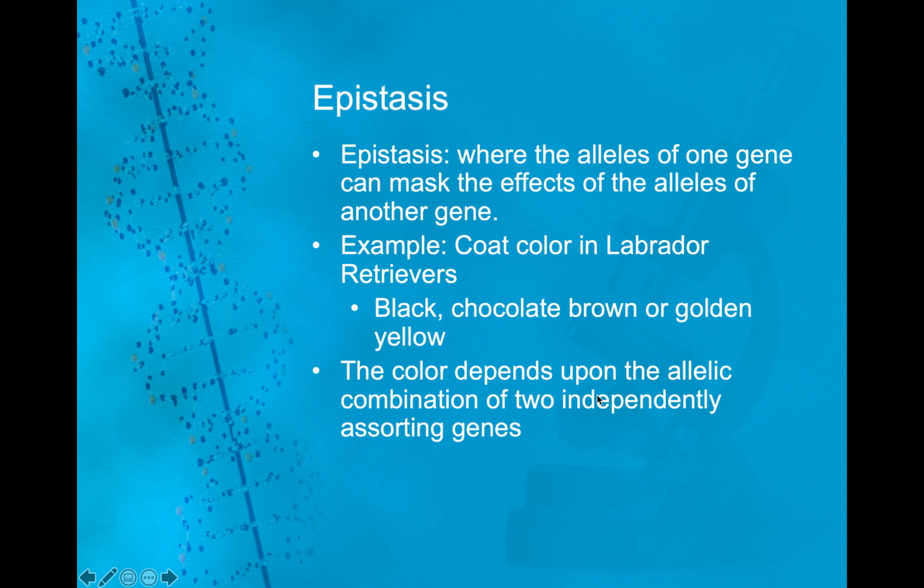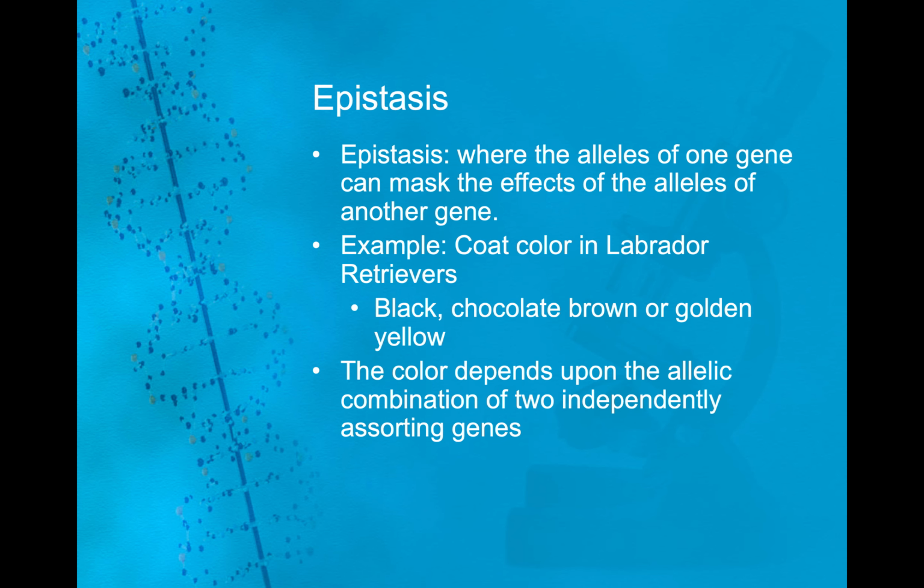Also called golden labs sometimes too. You have your golden labs and your Labrador retrievers. Yes, they're different breeds, but the color patterning is the same. So the color depends on the allelic combination of two independently assorting genes. And so basically the second gene blocks the first gene. Basically, it's just complete dominance where black is dominant over chocolate.